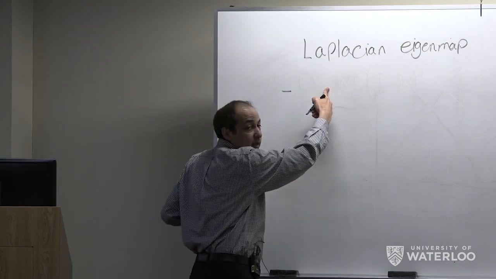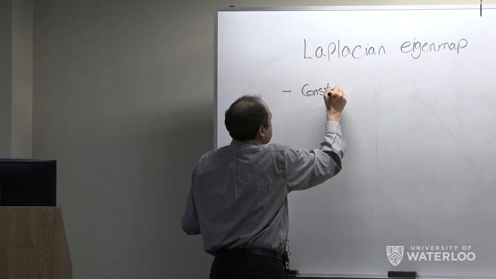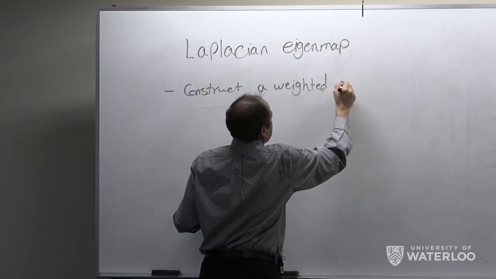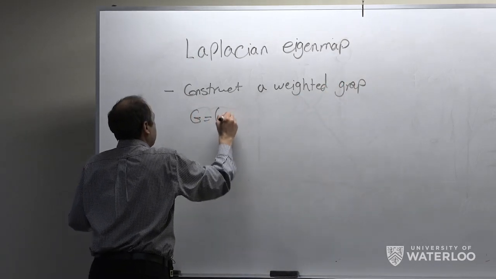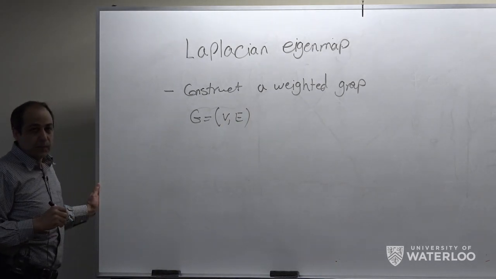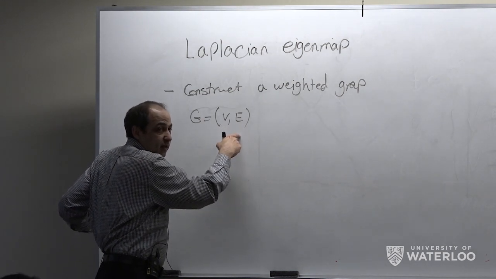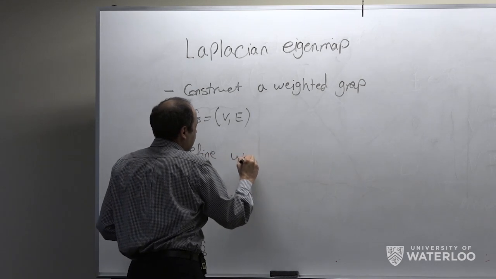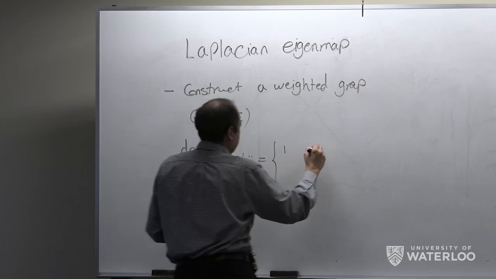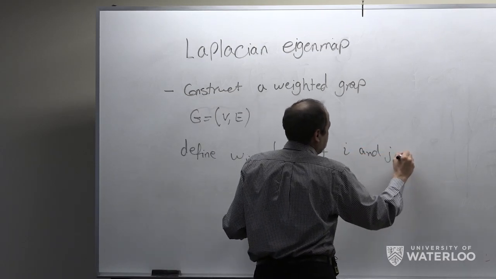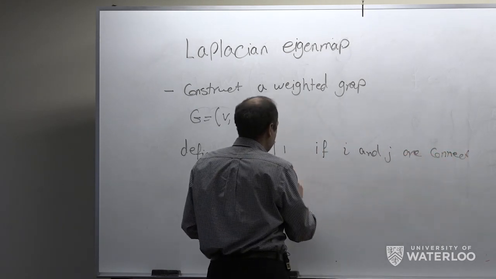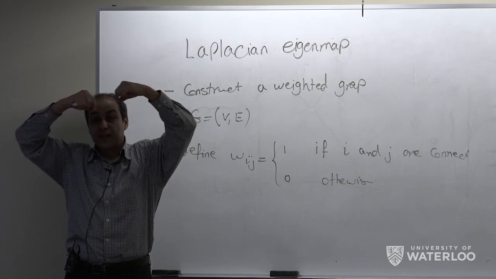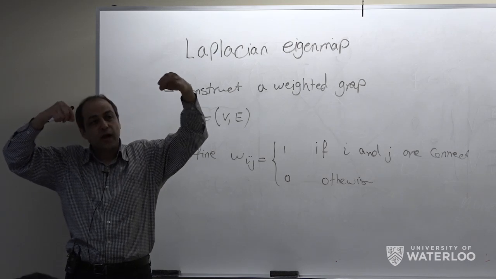So in the first step of Laplacian Eigenmap, we construct a weighted graph G from n data points. Weights on each edge is the similarity between 2 points or connectivity of the points. So define Wij to be 1 if i and j are connected, 0 otherwise. So you have a graph. If 2 points are connected, if there is an edge here, the weight of this edge is 1. If there is no edge, it is 0.